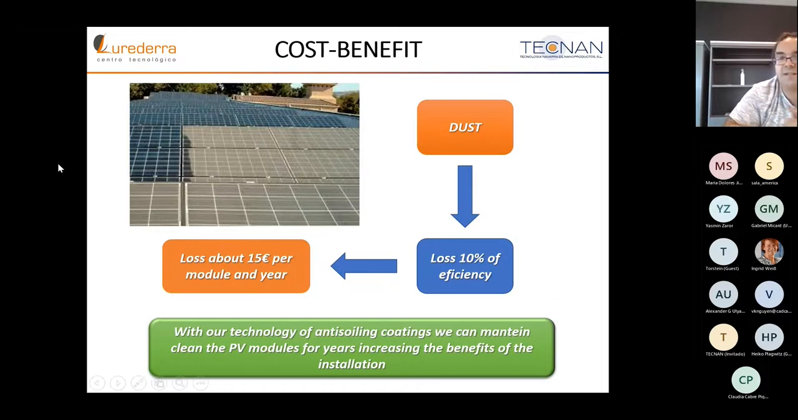As Julian said at the beginning of the presentation, dust is a very important problem in the production of energy with solar panels. It is responsible for a loss of 10% of the efficiency, which is more or less quantified at about 15 euros per module and year. The main effect of our nanocoatings is that with our technology we can keep the PV module clean for more years, increasing the benefits of the installation.